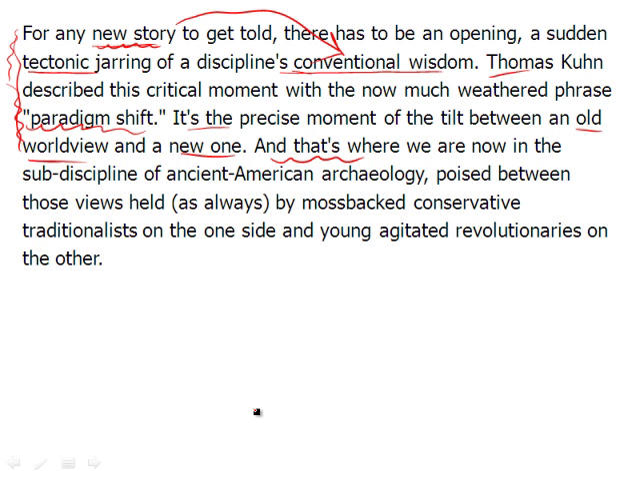That's where we are now in the subdiscipline of ancient American archaeology, poised between those views held as always by the conservatives on one side. So this would be the conventional wisdom, and then the agitated revolutionaries are the ones with a new story. Hopefully they're shaking the conventional wisdom so people will start listening to their story. When you get to the end here, you just want to be able to summarize that in your head. Okay, it's about something called a paradigm shift, when there's a new story or new worldview challenging the old one, and the example here is in ancient American archaeology.